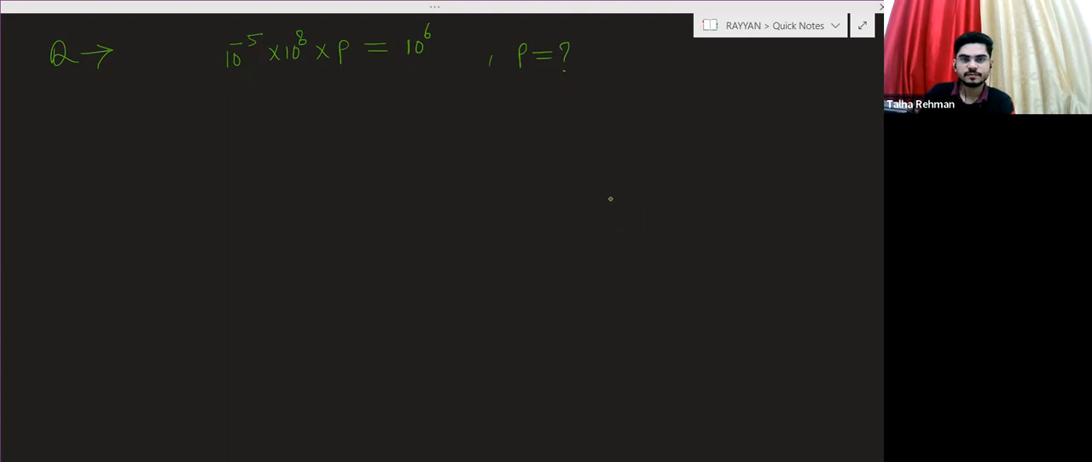Okay, just see here. This is 10 to the power minus 5. This is plus 10 to the power 8. So it will become 10 to the power 3 into P is equal to 10 to the power 6. So you can write this 10 to the power 6 divided by 10 to the power 3. Okay. So it will become 10 to the power 6 multiplied by 10 to the power minus 3. So finally you will get 10 to the power 3. Okay. Slight mistake you have done.